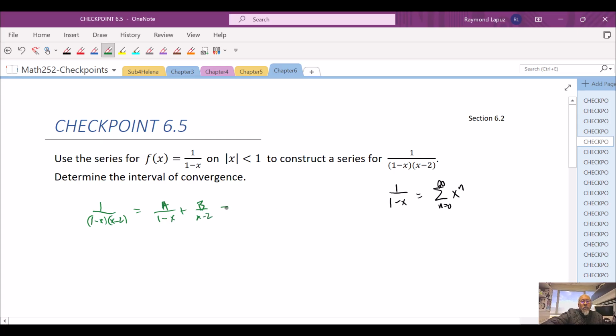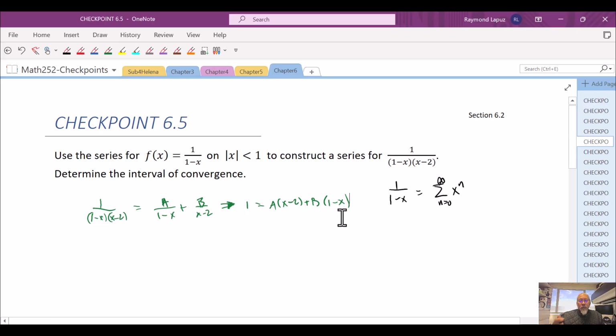If we remember how to do partial fraction decomposition, and multiply by the common denominator, that will give us 1 on the left hand side, and then a times (x minus 2) plus b times (1 minus x). At this point we can use a method to solve for a and b.